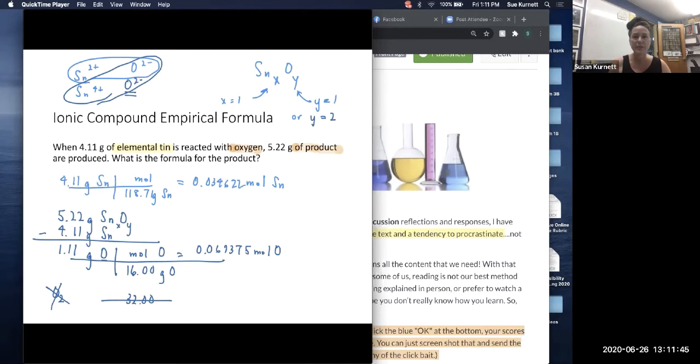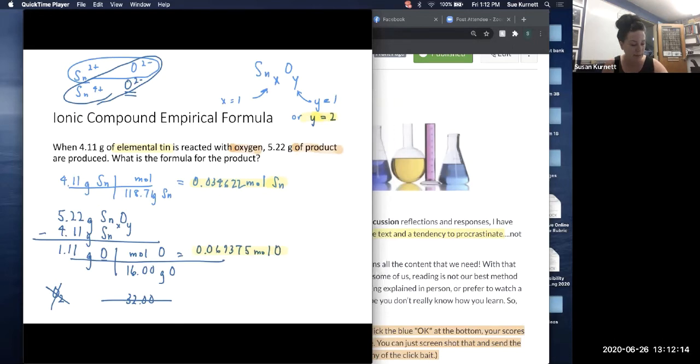Okay, so I'm just looking at my numbers. And I can tell that Y is 2 because I have 0.035 and 0.070. So the oxygen is twice the tin. I can see that. I know that Y is going to be 2. But I still want you to do the process that I'm talking about right now because the answers won't always be this obvious.